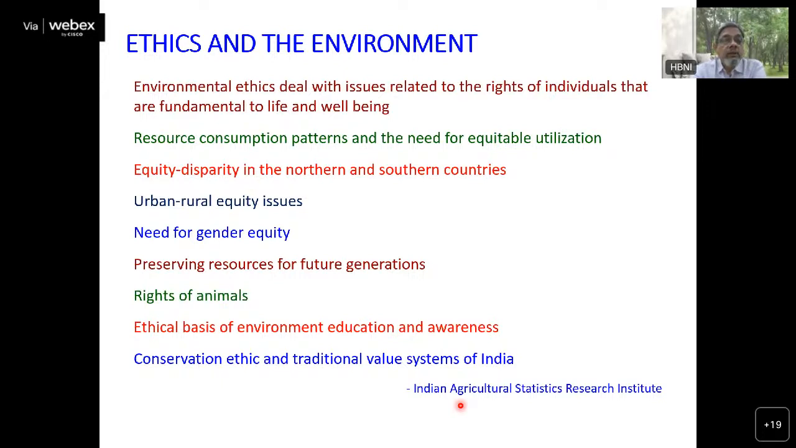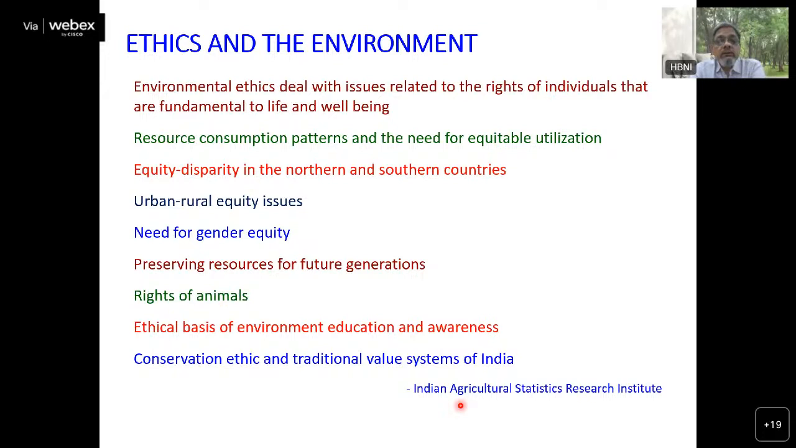So there are environmental ethics also, where ethical issues are involved when you deal with the environment. For example, you consider resource consumption patterns. You find that people in certain parts of the world get access to more food, and there are people in other parts of the world who do not have access to food. So if you look at the consumption patterns of food, there's a large inequality here. So there is a need for equitable utilization of food resources.